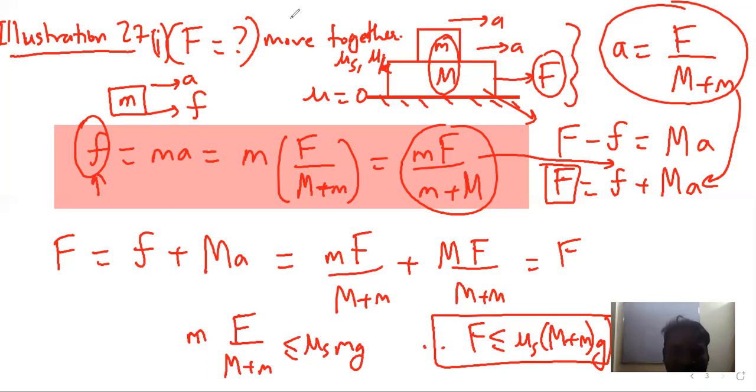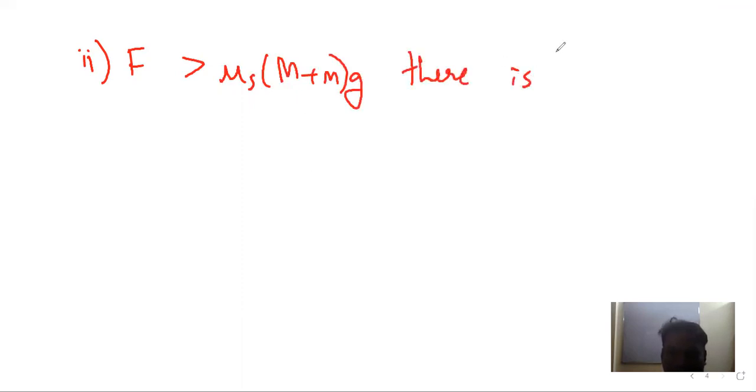Now, in second part of the question, if this force is greater than mu s into capital M plus small m into g, then we can say there is sliding, there is kinetic friction, there is relative motion.